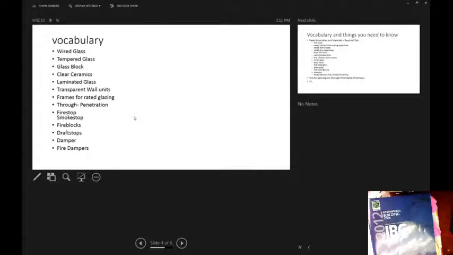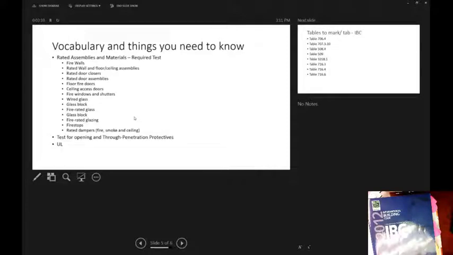What does it mean, through penetration? What does it mean, fire stop, smoke stop, fire blocks, draft stops, damper? What is a damper? What is a fire damper? And then, infinitely, these are other things. Rated assemblies required in test.